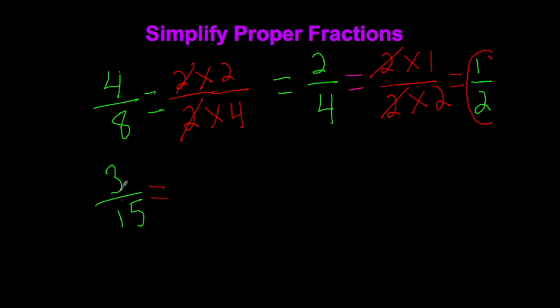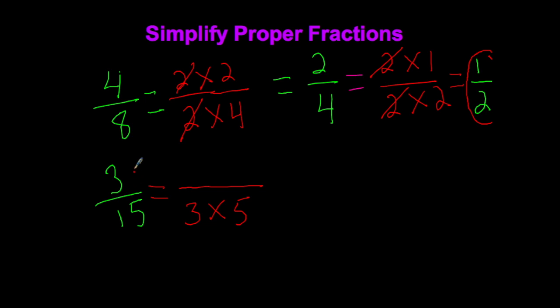Now look at 3 and 15. 3 and 15 are not divisible by 2, so you cannot break these two numbers down to get 2. But you should know that 15 is divisible by 3, meaning that you can break 15 down to get a 3. Let's start with the 15. What number you multiply by 3 to get 15? It's 5.